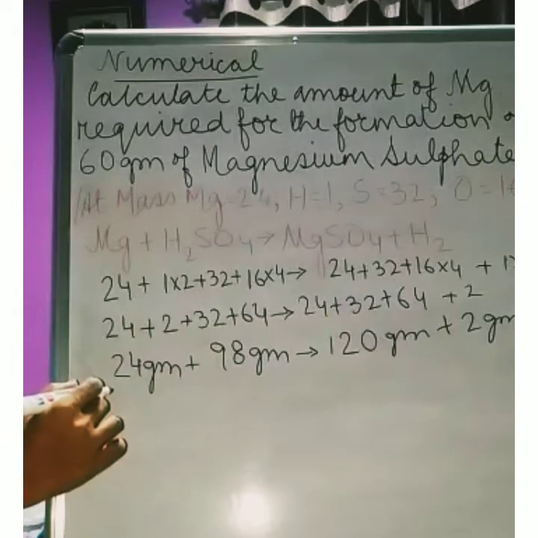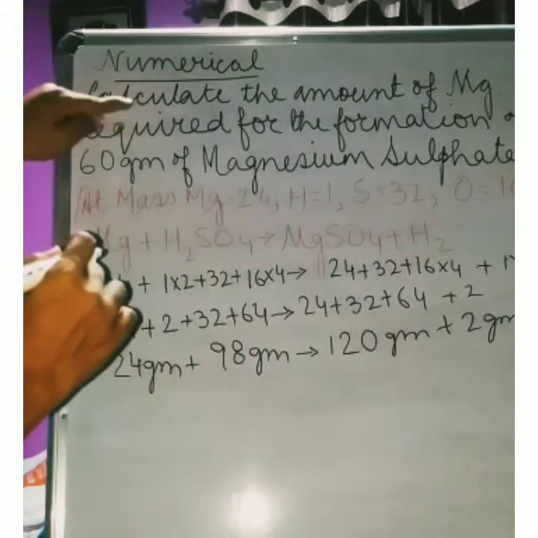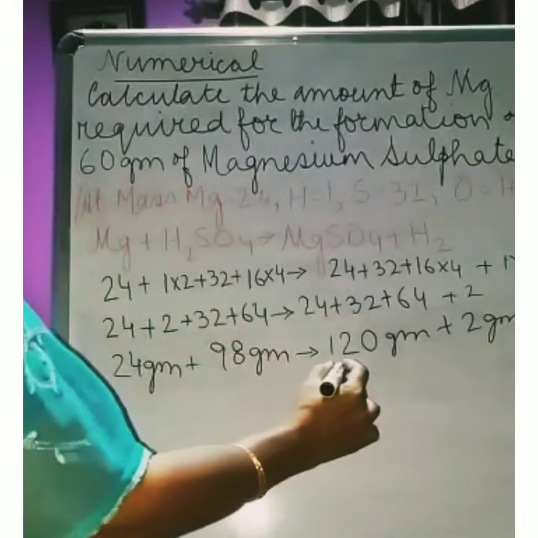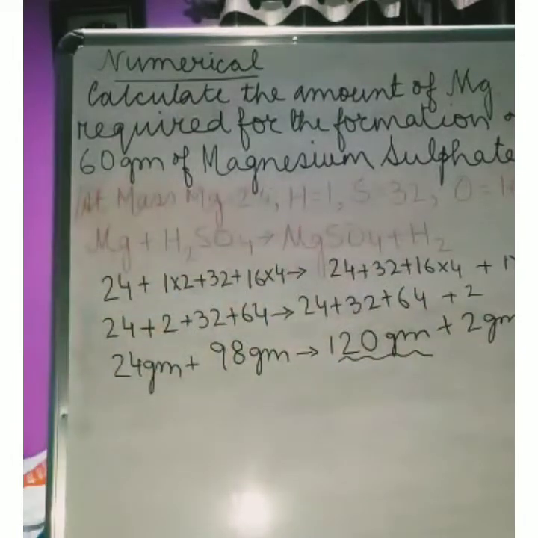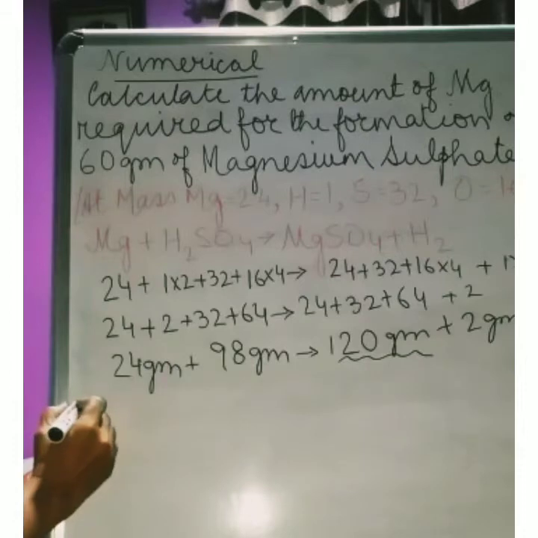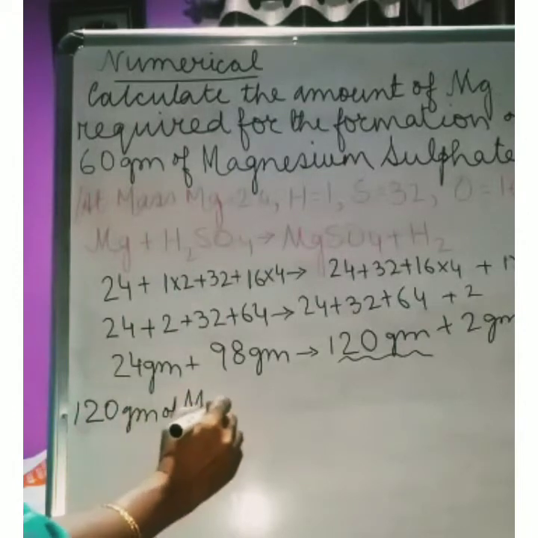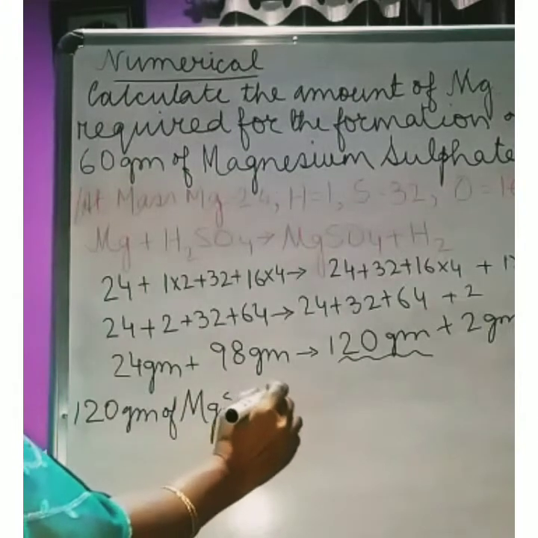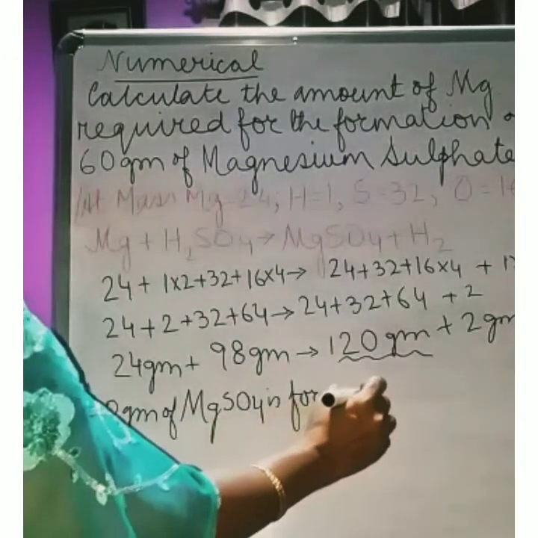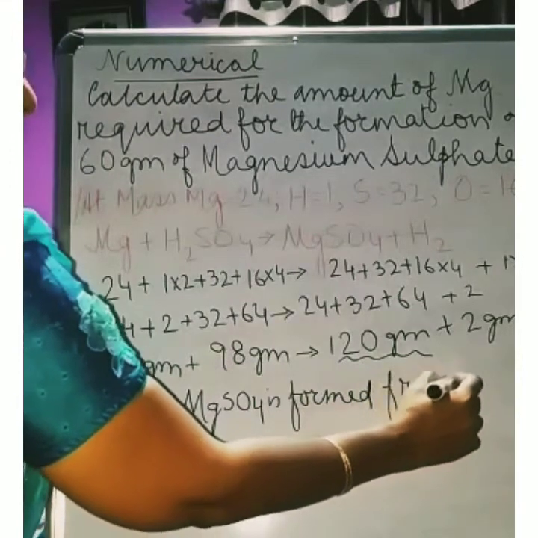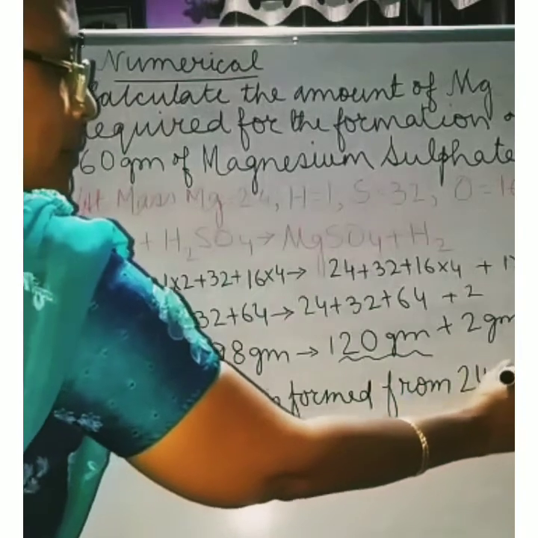Now, according to the problem, calculate the amount of Mg required for the formation of 60 gram of magnesium sulfate. How much are we forming magnesium sulfate? 120 gram. So, 120 gram of magnesium sulfate is formed when how much is used? When magnesium used is 24. Okay. So, 120 gram of MgSO4 is formed from 24 gram magnesium.